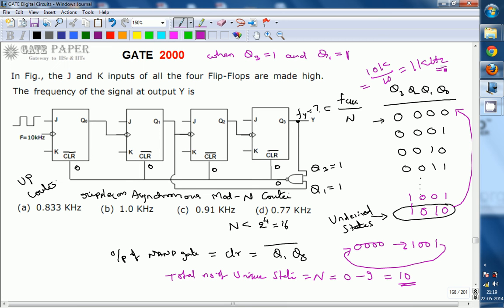That's why it is called a modulus N counter, also called a divide by N counter, because the frequency at the output is going to be divided by the modulus. So now the modulus of this circuit is 10, so the input frequency is divided by 10 and that will appear at the output side. So the output frequency is 10 kilohertz by 10, which is nothing but 1 kilohertz. So the right answer for this question is B. B is the right answer, 1 kilohertz.